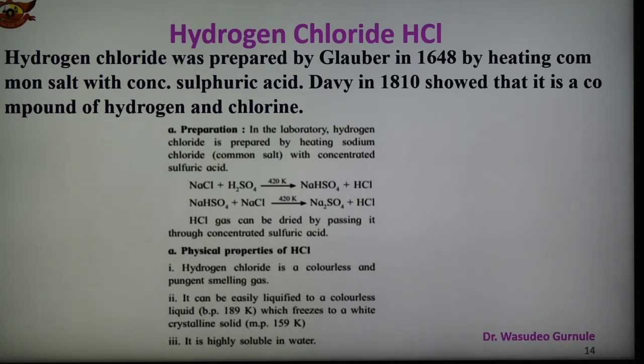And the third important compound is hydrogen chloride. As we know, hydrogen chloride was first prepared by Glauber, the name of the scientist, in 1648 by heating common salt NaCl with concentrated sulfuric acid. And in 1810, Davy, the scientist, showed that it is a compound of hydrogen and chlorine. So one method of preparation of this compound is given here.